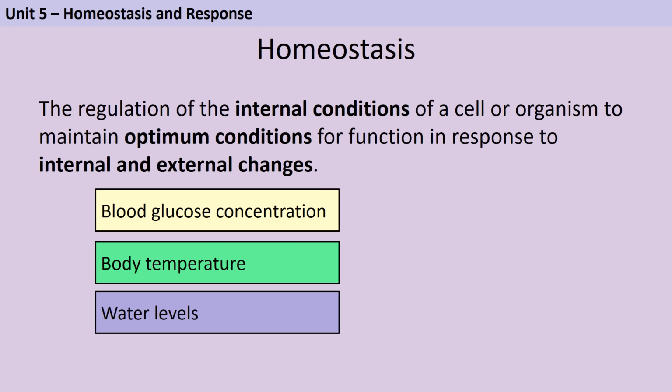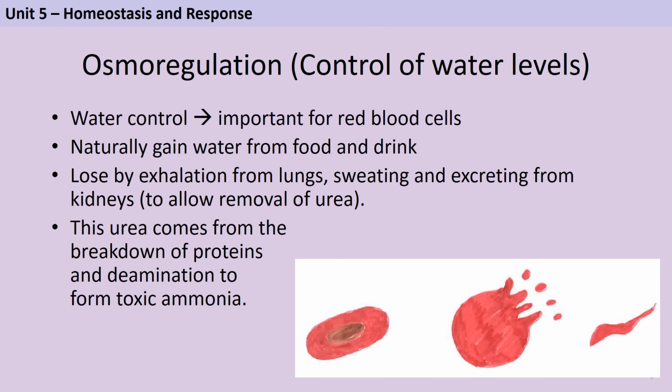The three examples we need to be able to talk about for the GCSE biology are blood glucose concentration, body temperature, and water levels. It's really important that the level of water in the blood is controlled, because if it isn't, then the red blood cells could either shrivel up or burst.